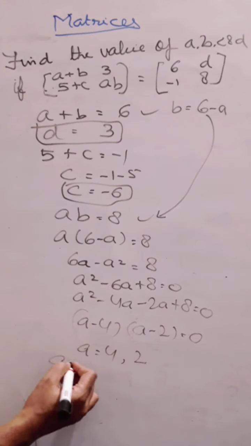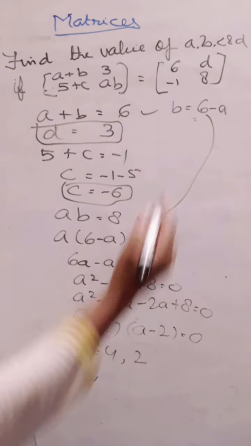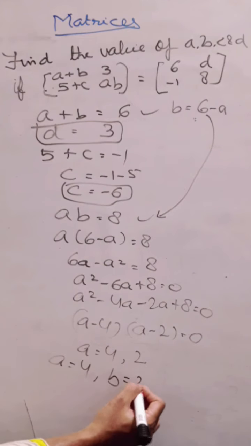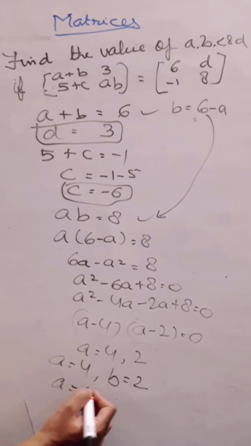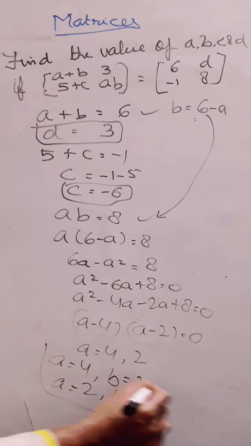Now if a is 4, then I am substituting it here. If a is 4, then b will be 2. And if a is 2, then b will be 4. So these are our answers.